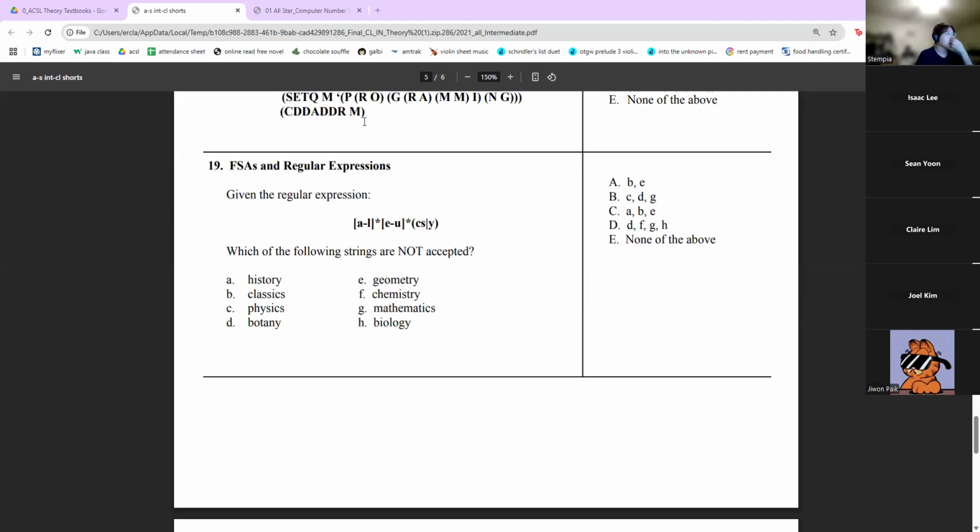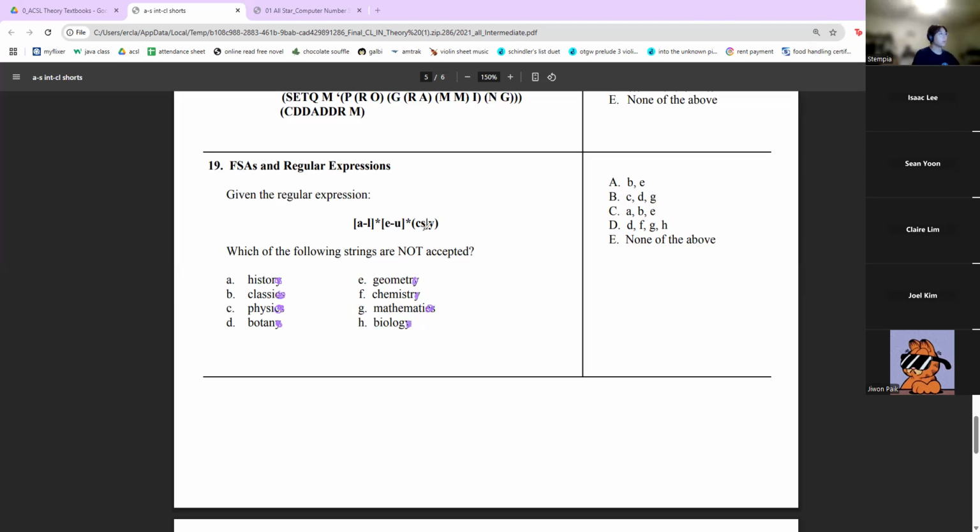Number 19. FSAs. Given the regular expression, which of the following strings are not accepted? Well, first things first, everything here should be ending with a CS or a Y, which everything does. So assuming that everything ends with a CS or a Y, if we see that, we're going to just cross it out because we're not even going to consider it in the evaluation of the rest of our strings.